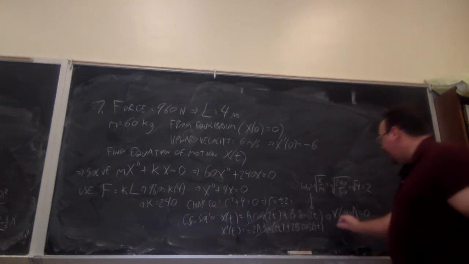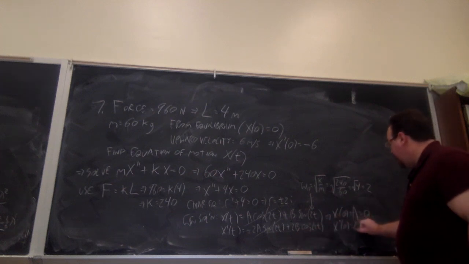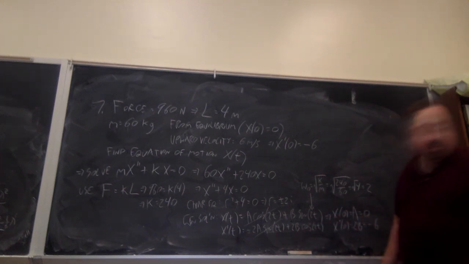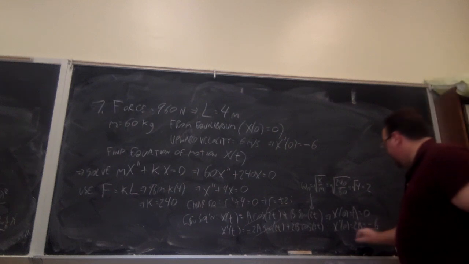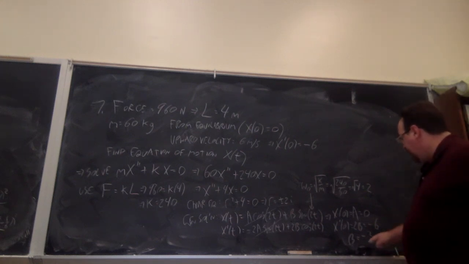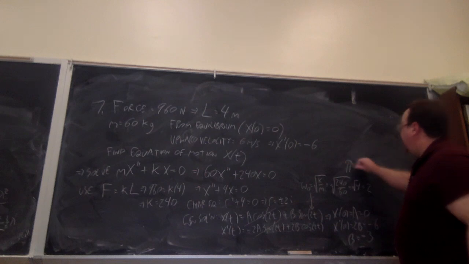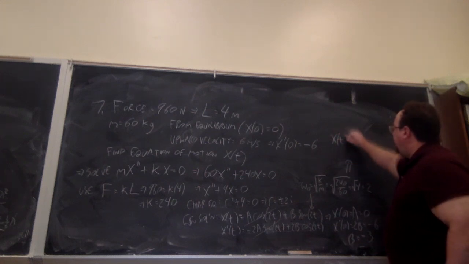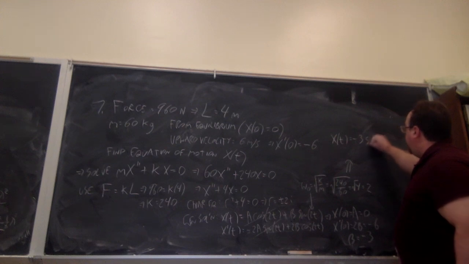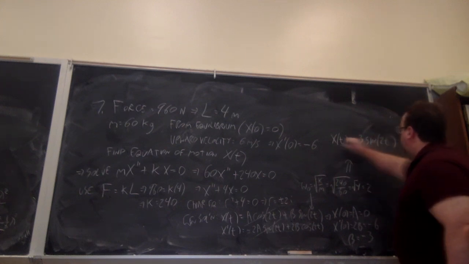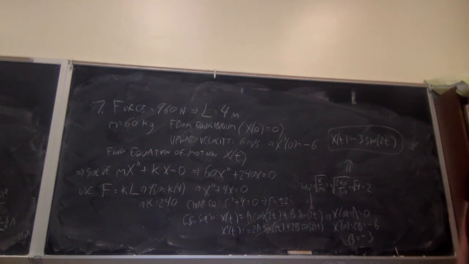And x prime of 0 is equal to 2b, and that has to equal minus 6. So b has to equal minus 3. This coefficient of minus 3 gets filled in here, and so now I can write down the final answer. x of t is equal to minus 3 sine of 2t.